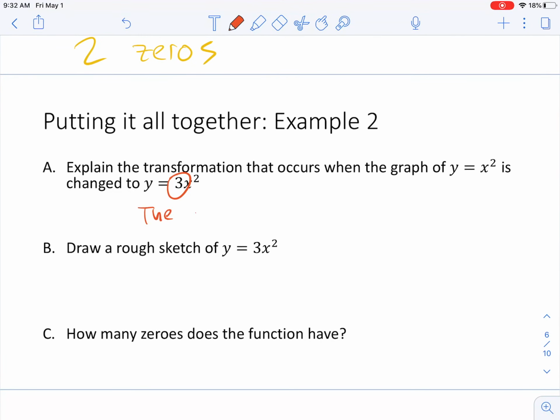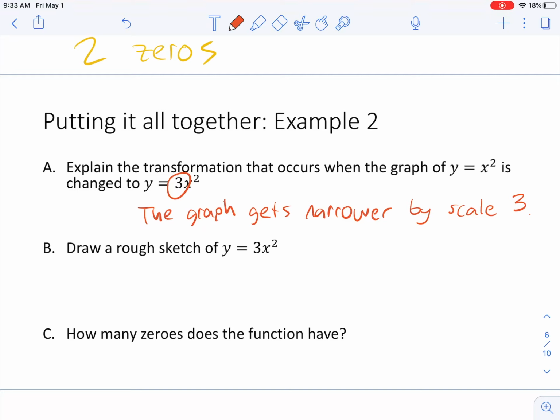The graph gets narrower, and we're just going to throw in the language by scale 3. We don't need to get too into this. Just use that language. The graph is going to get narrower, and we'll just say by scale 3.